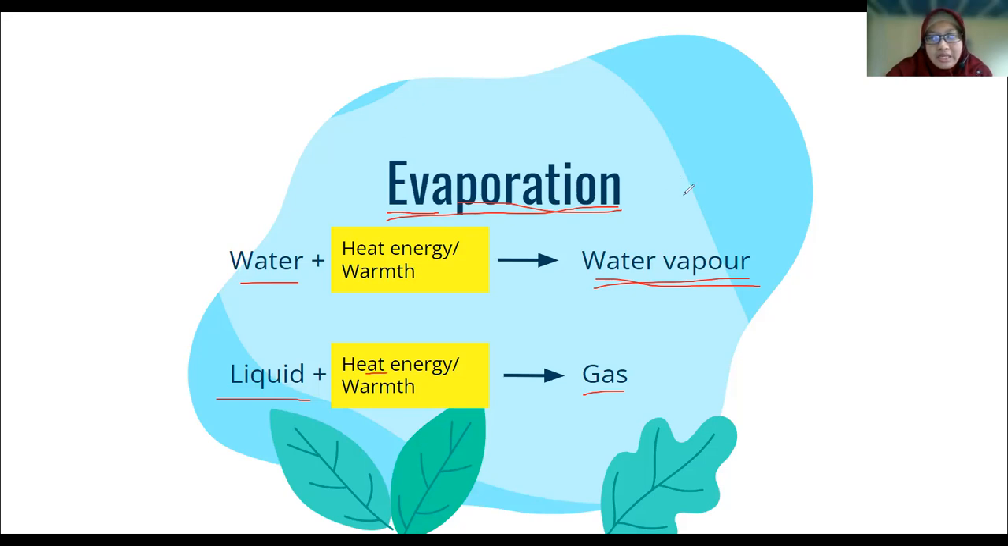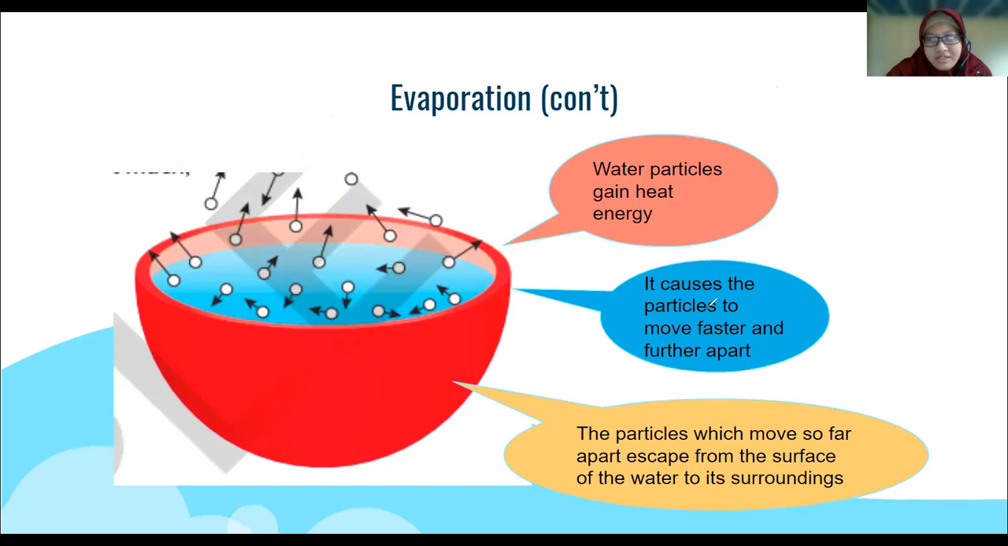So water particles gain heat energy, and it causes the particles to move faster and further apart. So when they move faster and further apart, it means that they're going to change their state. The arrangement of the particles is getting looser. I mean, getting not compact, less dense. And the particles which move so far apart escape from the surface of the water to its surrounding. So these particles are water vapor because they gain heat and they move faster, so that's why they become water vapor.